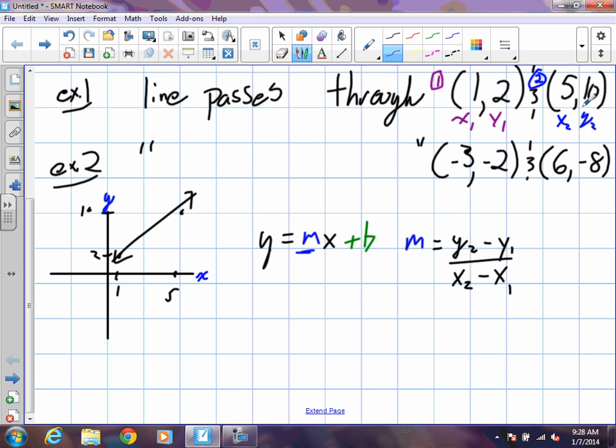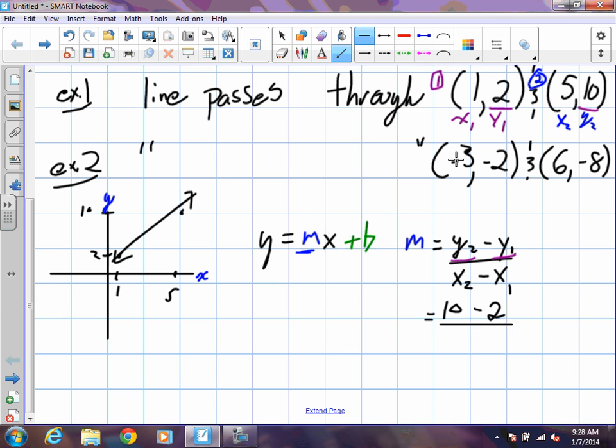So our y2 was 10, and our y1 was the value of 2. So our equation reads 10 subtract 2. Okay. On the bottom part of this, our x2 was 5, and our x1 was 1. So we have 5 subtract 1. And we're going to solve both the top and bottom part of this fraction.